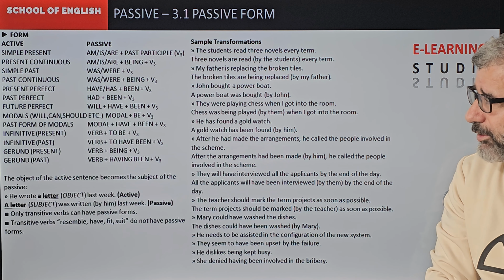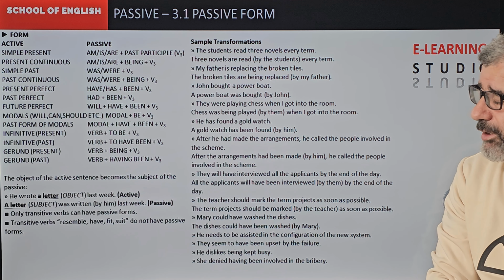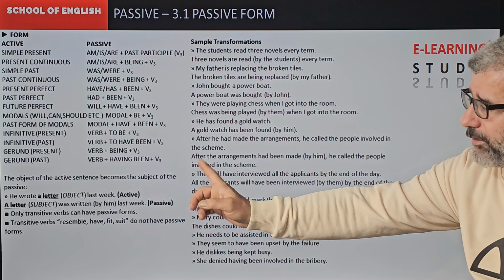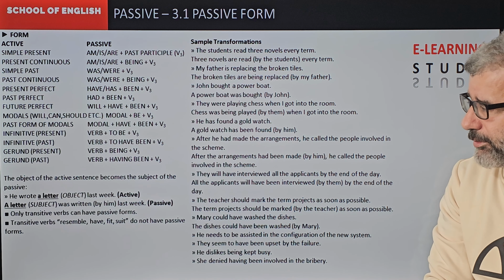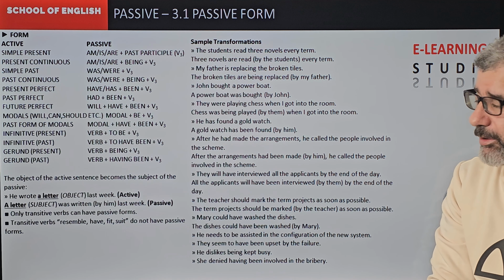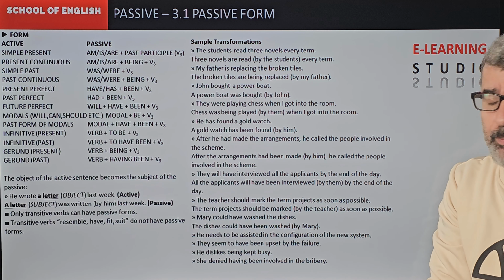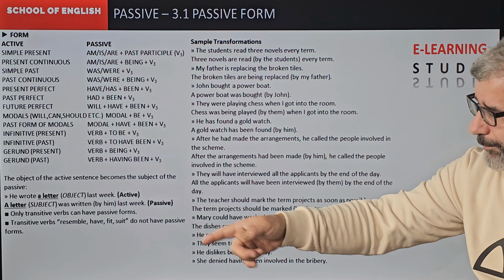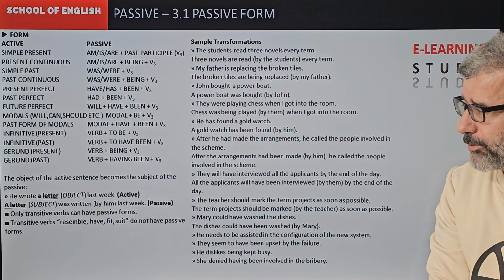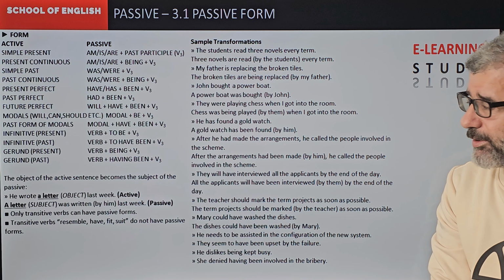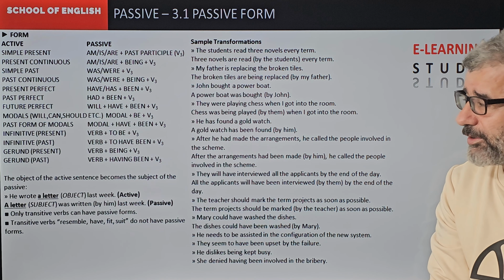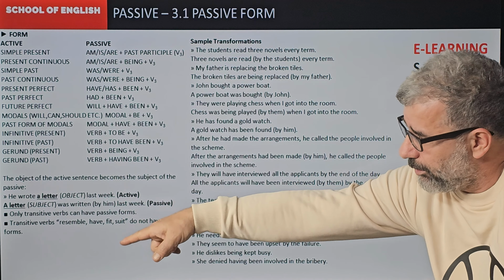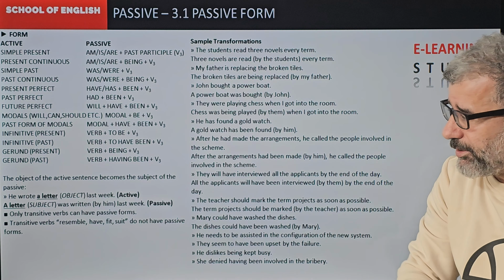And how about the main idea behind the formation? Here we have an example. First, we have an active sentence. He wrote a letter last week. We need to identify the object of the sentence first. What is the object of this sentence? A letter. And while forming passive voice, the object of the active sentence should be the subject of the passive sentence.